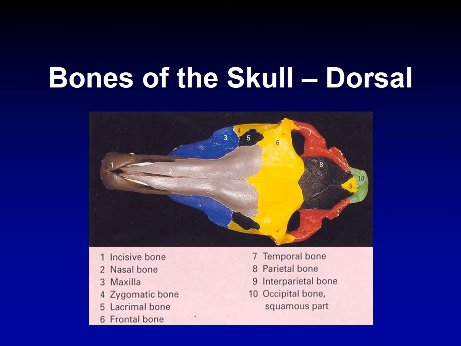We will talk about the sinuses later. Number five is the lacrimal bone, eight is the parietal bone, and 10 is the occipital bone. We will talk about the atlanto-occipital area later on. So these are some of the bones that form the skull: incisive, nasal, maxillary, frontal, lacrimal, occipital, things like that. And you know the basics from before, as I mentioned before.